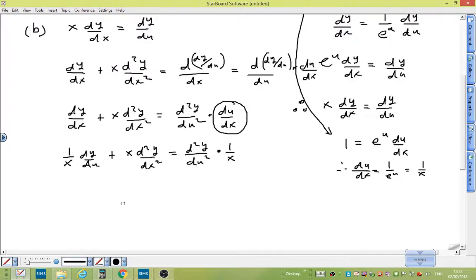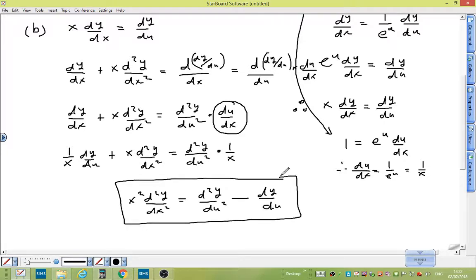Right, sorry, throw that over, times through by x, so you end up with x squared d2y by dx squared is equal to, times through by x, d2y by du squared, and throw that over and times through by x, so it's minus dy by du.